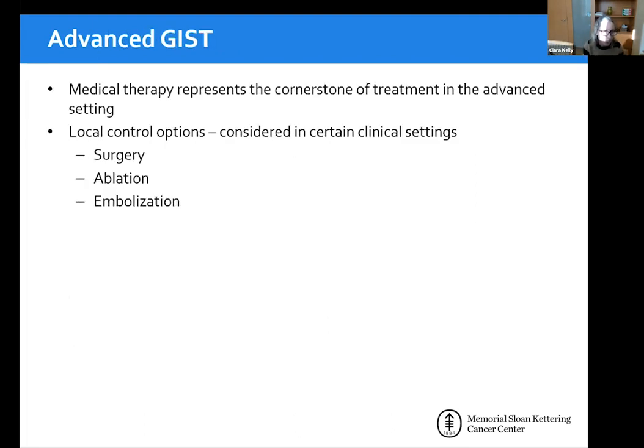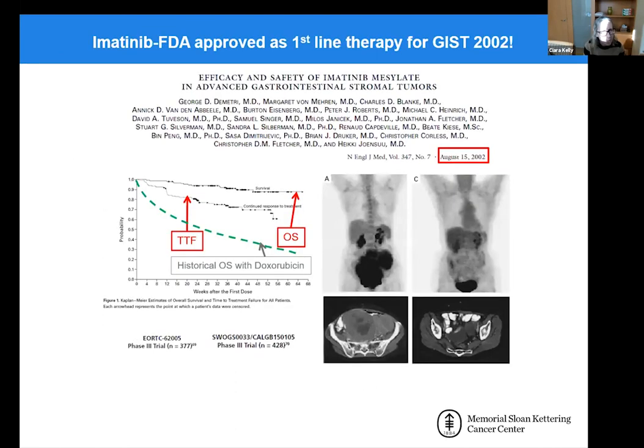With respect to advanced GIST, there are a number of medical therapies that we can consider, and I feel that medical therapies represent the cornerstone of treatment for patients with advanced disease. Having said that, we also will consider utilizing local options for local control such as surgery or ablation procedures or embolization, and ablation and embolization in particular can be helpful for liver involvement. So imatinib represents the first FDA-approved drug and is approved for use in the first-line setting for GIST. And this was approved in 2002.